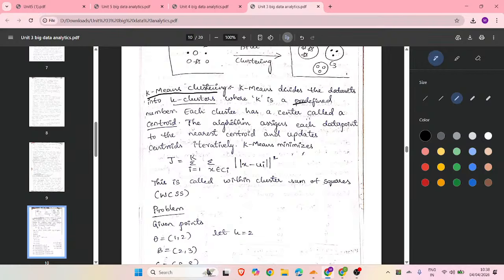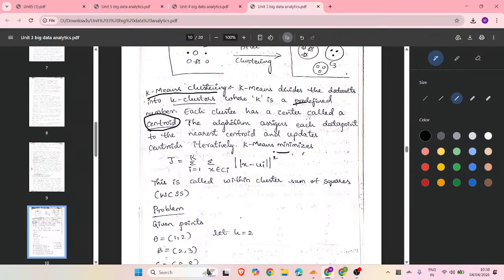Each cluster has a center called a centroid. In k-means clustering, the centroid plays the major role. The algorithm assigns each data point to the nearest centroid and updates the centroids iteratively, which means at every point it checks how far the distance to the centroid is. If the distance is close, it is assigned to one cluster. If the distance is far, it is assigned to another cluster.